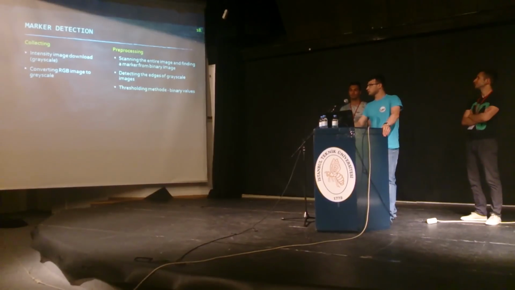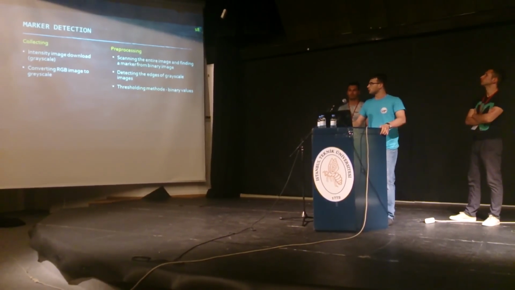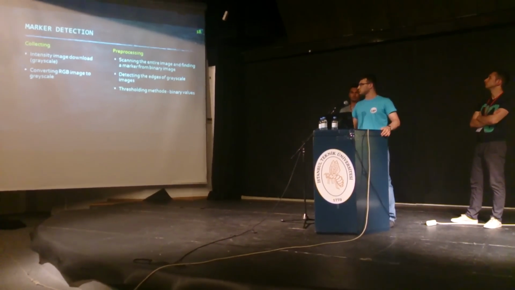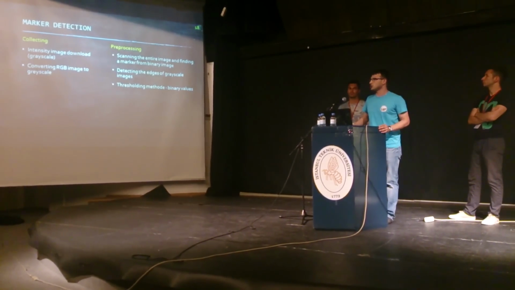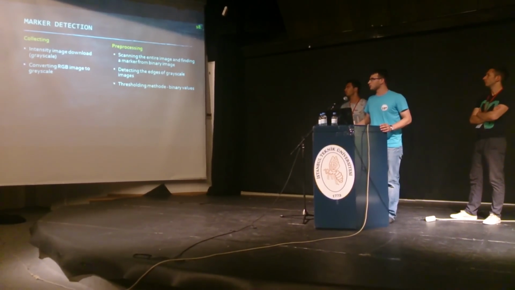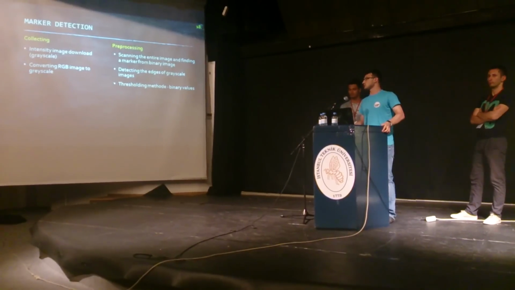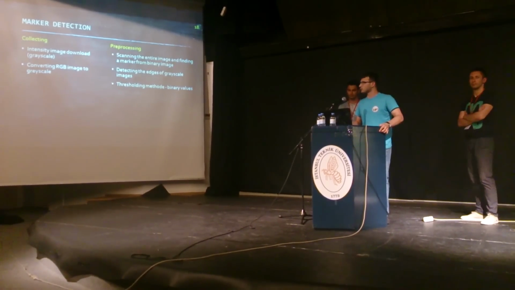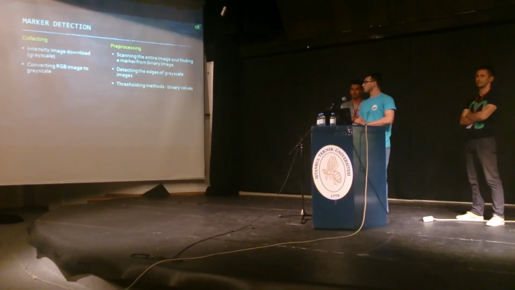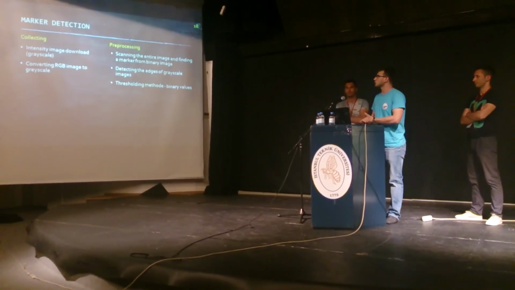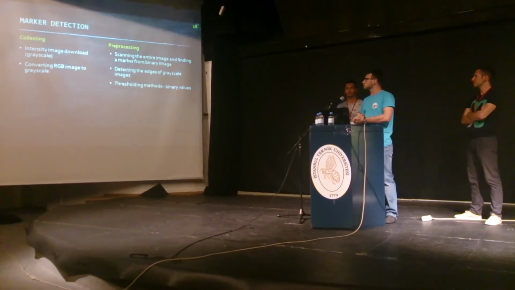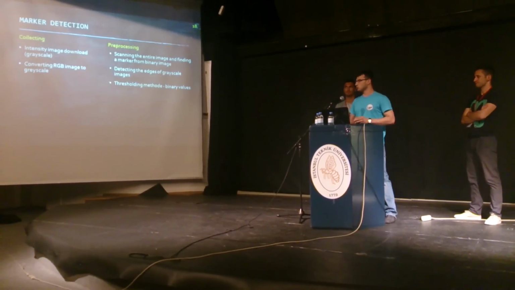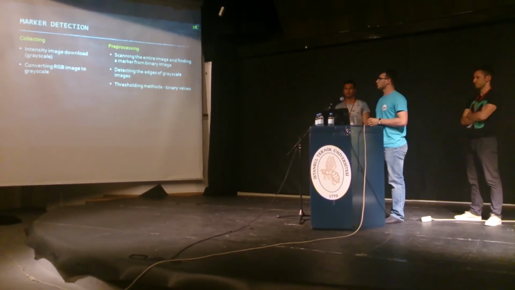So first of all, I want to say that we have two types of marker. The first one is an RGB image, which is the red, green, blue image, and the other one is a black and white image. So if we are dealing with an RGB image, we have algorithms converting RGB to grayscale.